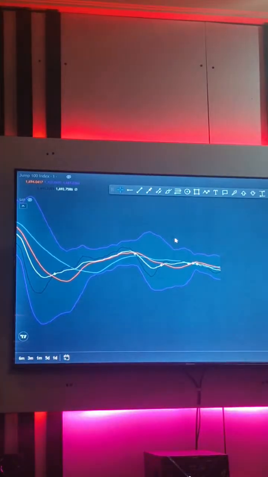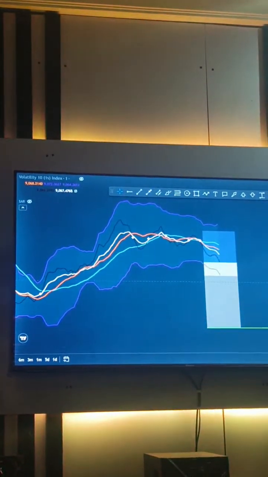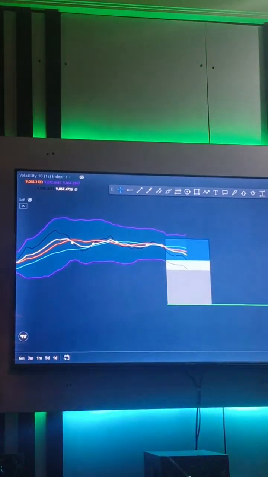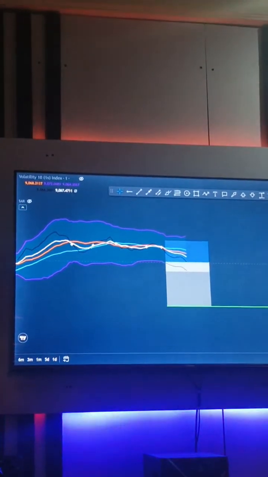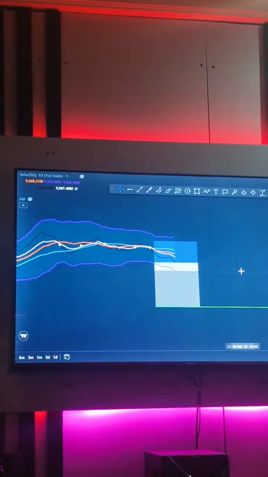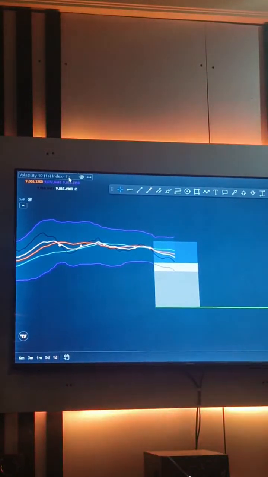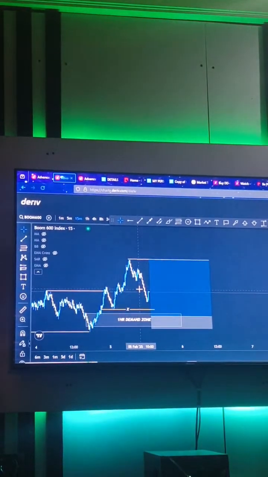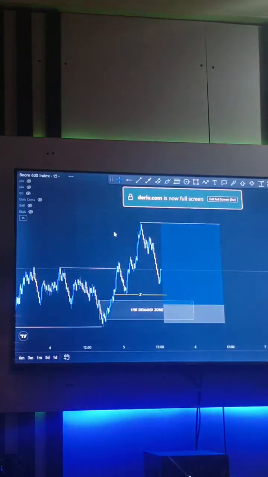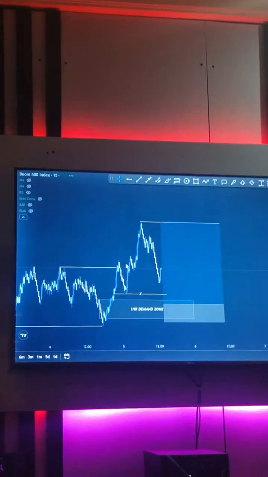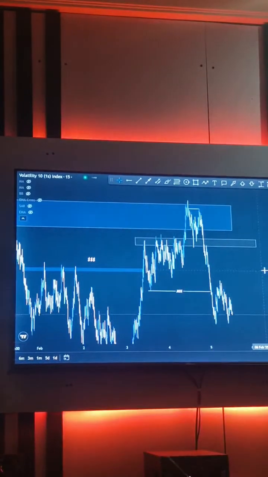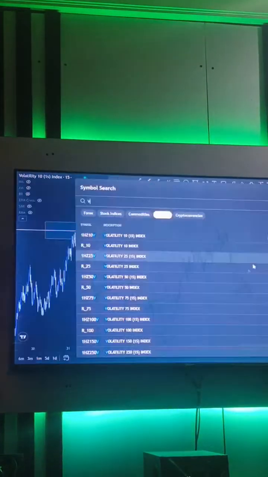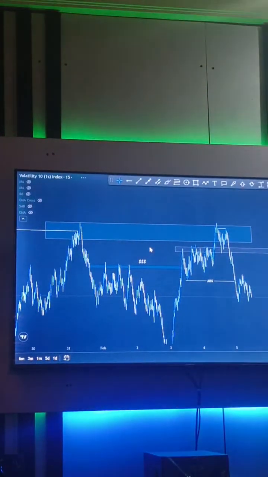Let's check VIX 10S, if it's already moving or not. Okay, VIX 10S is finally moving, guys. We are on profit on both trades.